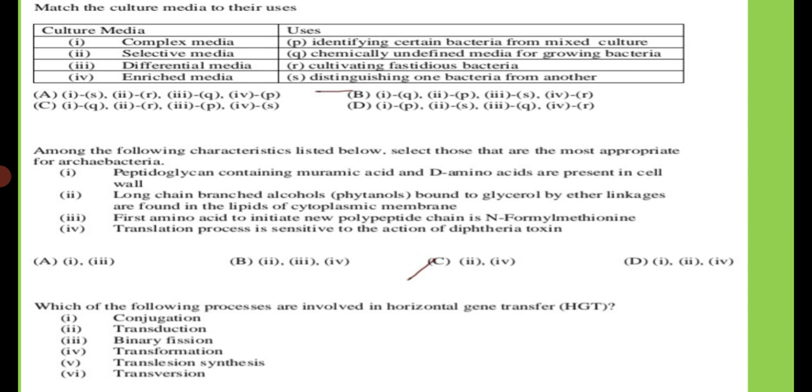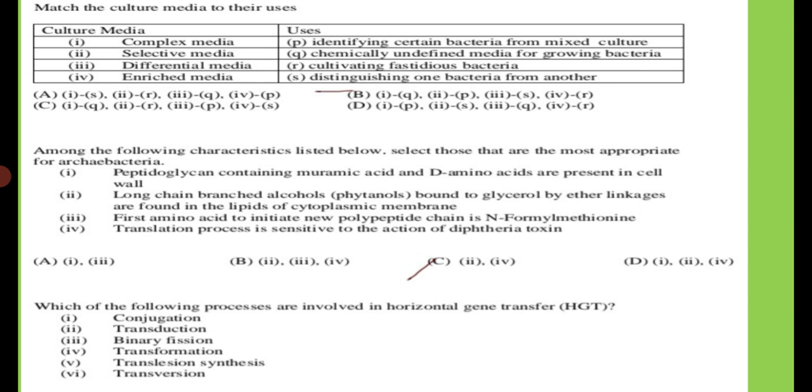Then the next question: among the following characteristics listed below, select those that are most appropriate for archaeobacteria. Archaeobacteria are known as ancient bacteria. These are extremophilic organisms. They can live better in extreme environmental conditions. The four groups of archaeobacteria are methanogens, wall-less archaeobacteria, sulfate reducers, and thermophilic archaeobacteria, as well as halophilic archaeobacteria, and they are different from the eubacteria.